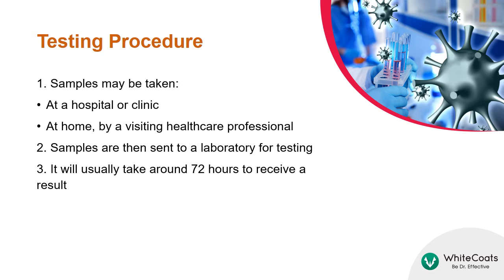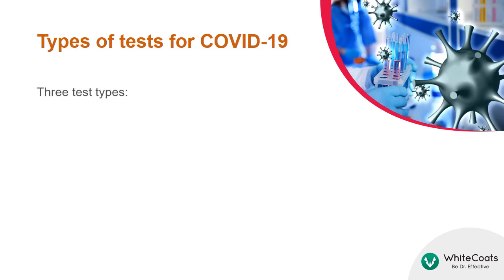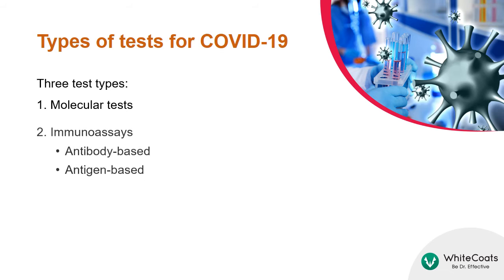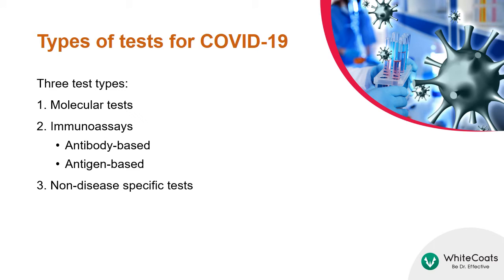Samples may be taken at a hospital or clinic, or at home, by a visiting healthcare professional. The samples are then sent to a laboratory for testing. It will usually take around 72 hours to receive a result. Three types of tests are performed for COVID-19: molecular tests, antibody-based and antigen-based immunoassays, and non-disease-specific tests.